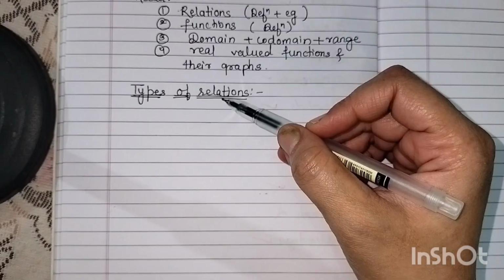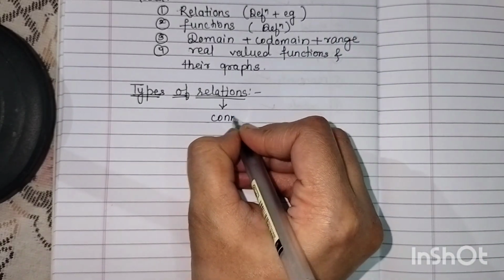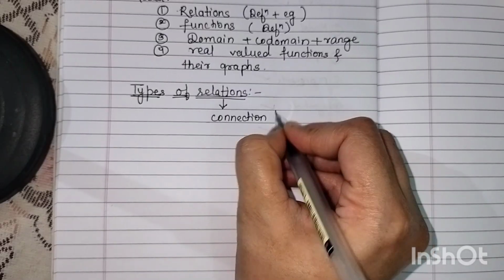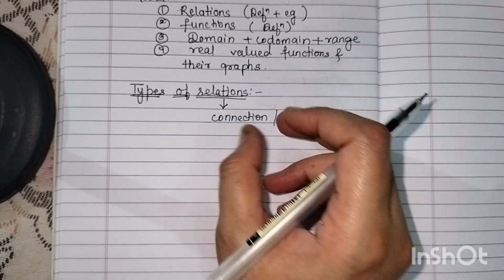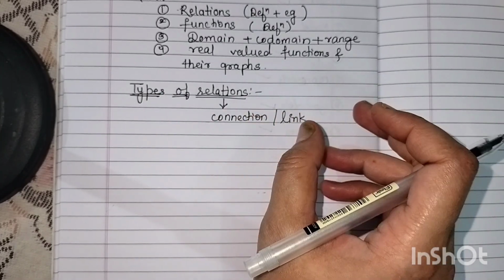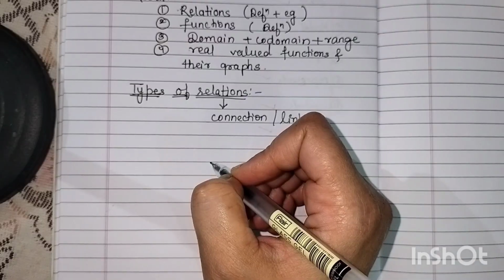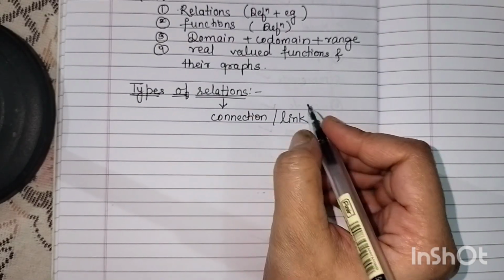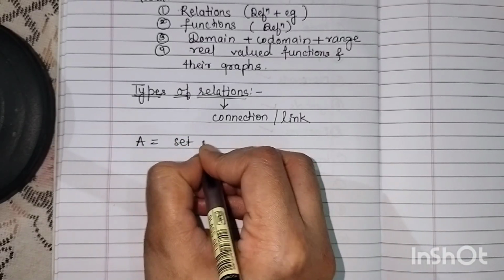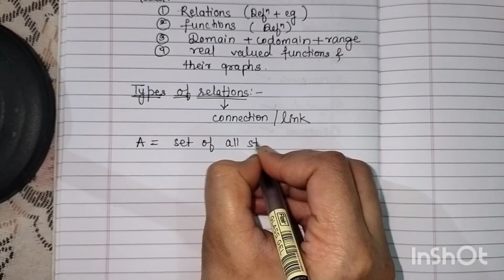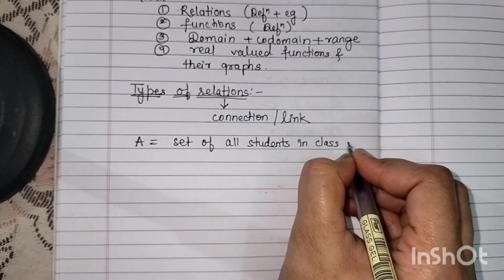So relation, like the term is, it is a connection, or you can say a link between two objects or two elements. So you have to set a relation, a connection between two objects. Now it will be given, like sets are given, and you have to find the relation among the elements of those sets. So suppose you have two sets, like A is equal to the set of all students in say class 12.